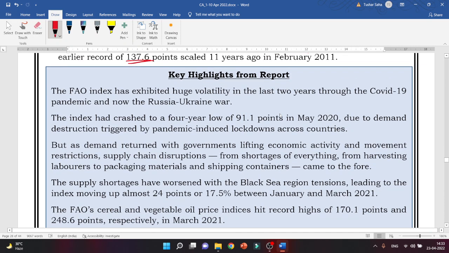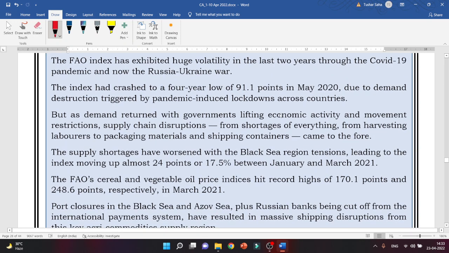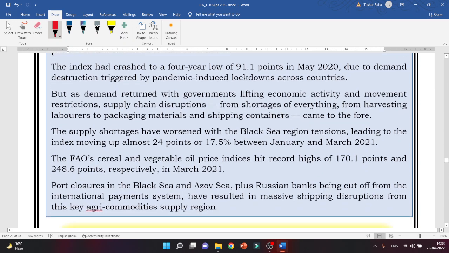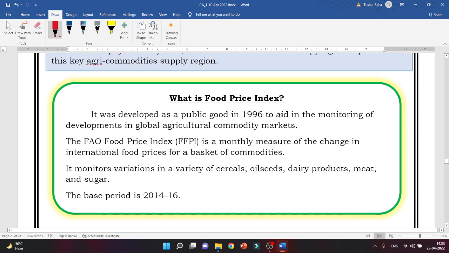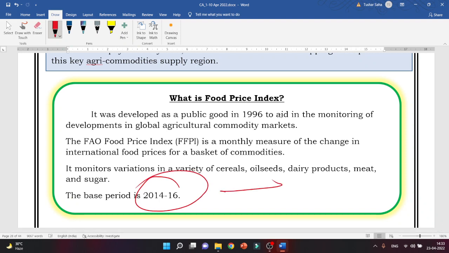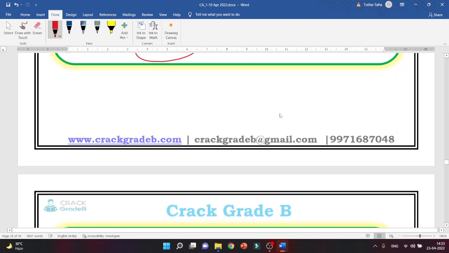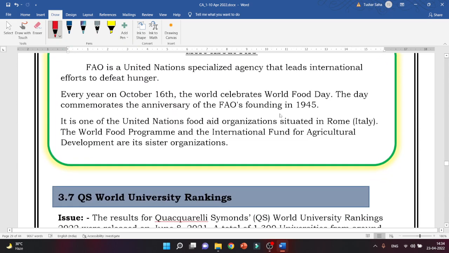So the reason it has been highlighted is because of the ongoing crisis in Russia and Ukraine, because Russia and Ukraine were huge suppliers of agricultural products, right? For example, wheat and sunflower oil. So in that context, the prices are going up. Rest, if you go through it, you would understand, right? Now, what is the food price index? The base year is 2014-16. Rest is for you to go through, right? So this is coming up from 1996.